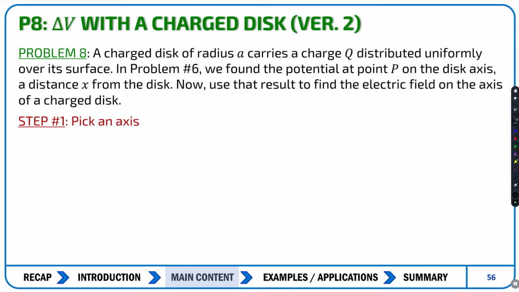Now let's take a look at the potential of a charged disk, version 2. We're going to see if there's an easier way to do this with some of the new knowledge we've learned. So a charged disk of radius a carries a charge Q distributed uniformly over its surface. In problem 6, we found the potential at point P on the disk's axis at distance x from the disk. Now we're going to use that result to find the electric field on the axis of a charged disk. So basically, what we're trying to do is see if there's an easier way for us to determine the electric field if we already know the potential.